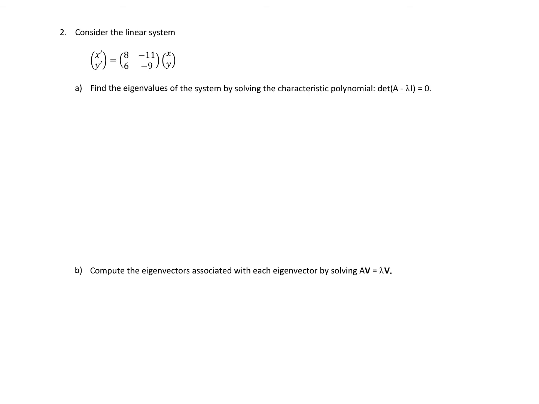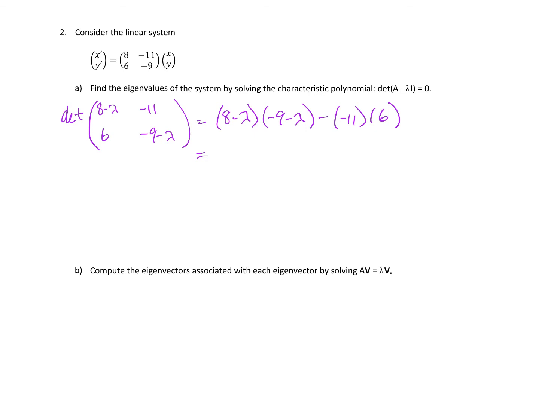Okay, consider the linear system below. Find the eigenvalues by solving the characteristic equation. Okay, so we take the determinant of 8 minus lambda, negative 11, 6, negative 9 minus lambda. That's AD minus B times C.